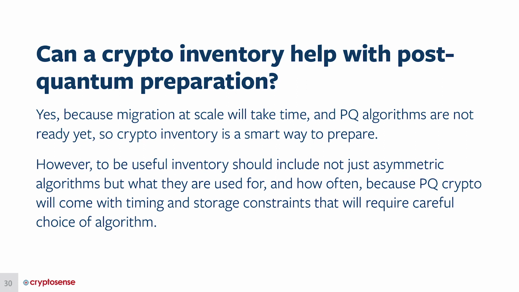Post-quantum algorithms are not ready to deploy yet. I mean, there are some prototypes, some experimental things, but we're nowhere near mature implementations that we can really deploy and be sure will be secure. So crypto inventory is a smart way to do something now to understand what we're doing, but it shouldn't just be an inventory of where we're using asymmetric crypto, but what they're used for. So what's their criticality? Do they have to run fast in the future? Is there a storage constraint?